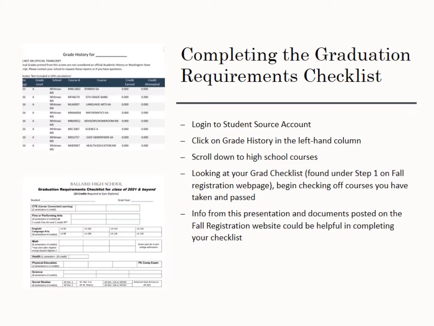The first step in figuring out what to take for next year is to go over your previous courses and what you've earned credit for thus far. If you go into your student source account and look for grade history, you'll see a record of all the courses you've taken in high school thus far, if you've passed, and how many credits you got for taking it. Then you can grab your grad checklist off the course registration website and start checking off the courses that you fulfilled the requirements for.